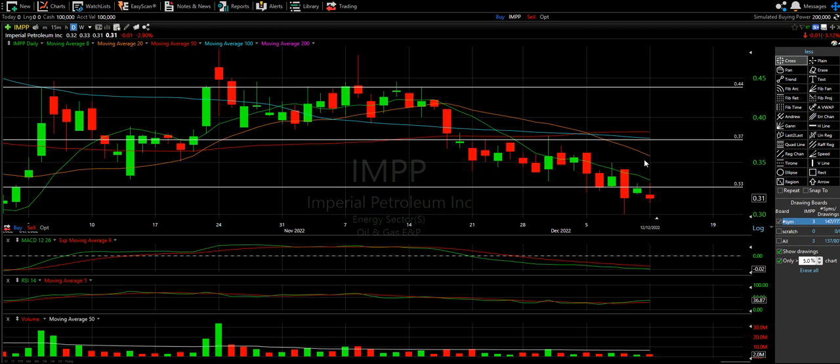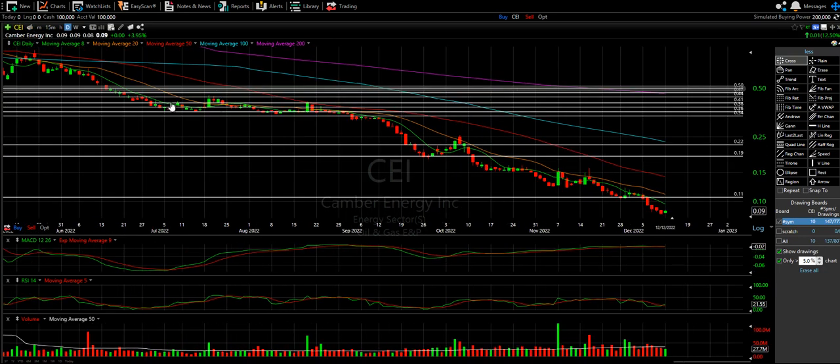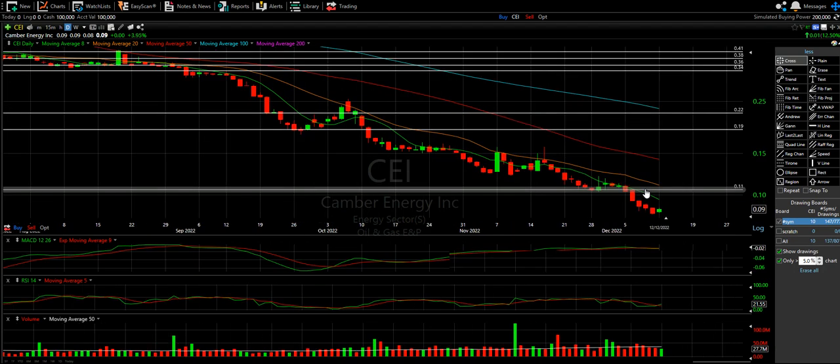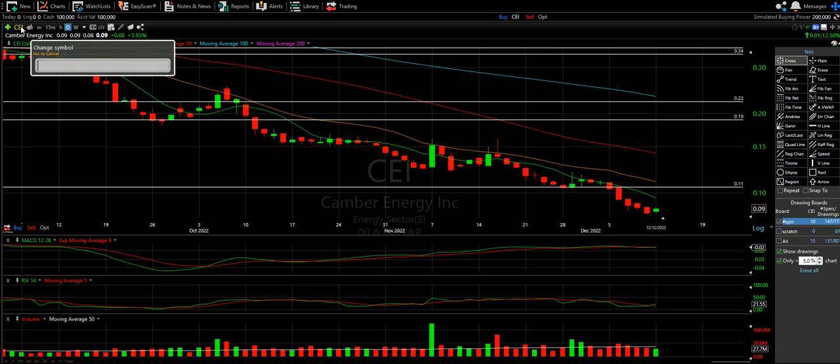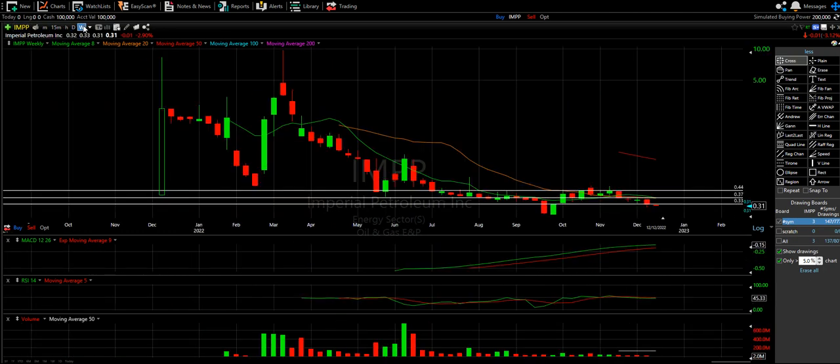And look, we've seen it a bunch, right? When this goes down and this goes down, they just kind of... I'm going to go back to CEI real quick. Again, I'm not implying that's going to do the exact same thing, but as it gets out of the cluster, the two just kind of ride down together, right? So that's the last thing you want to see. Let's look at the weekly real quick, but you can't expect too much on the weekly.